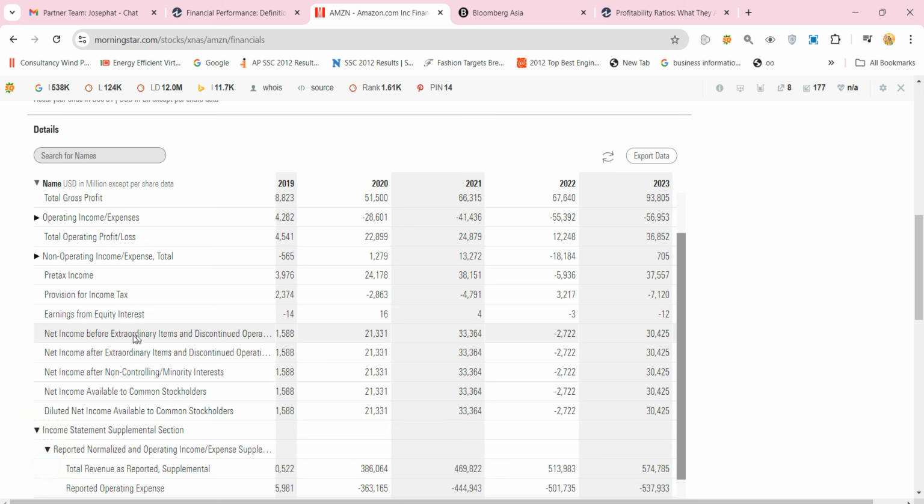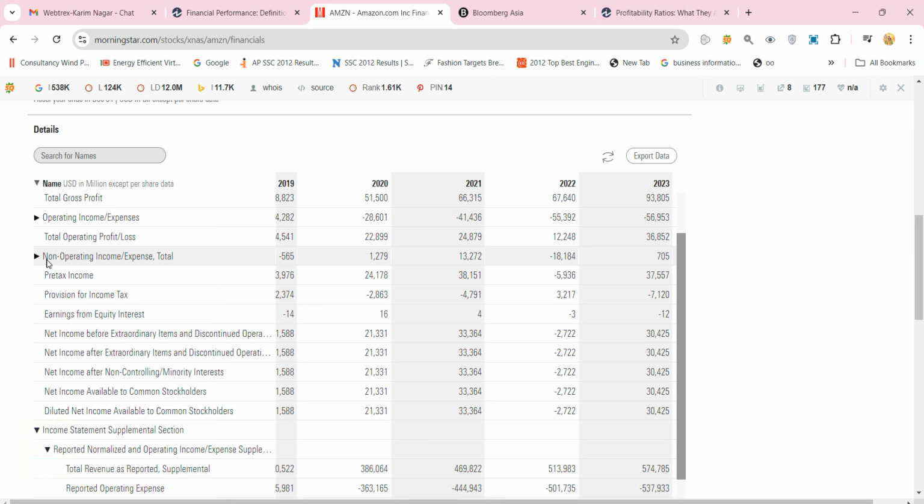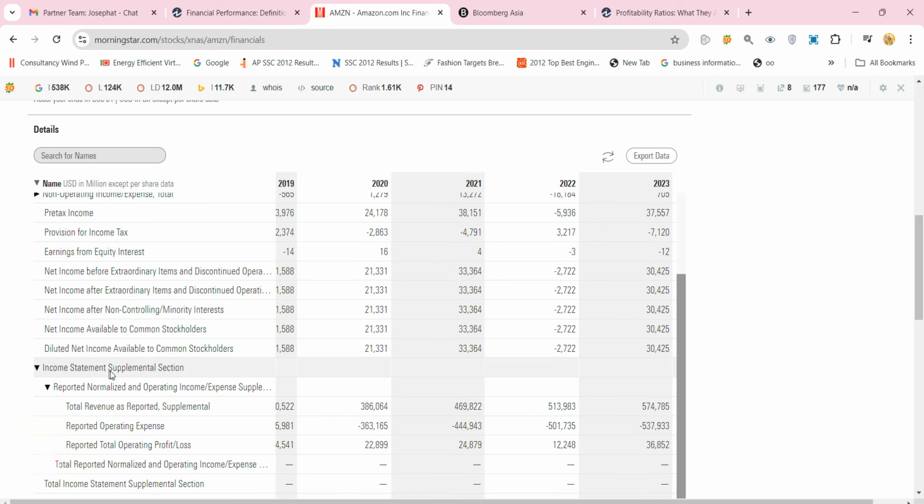So 1588. We just cross check. This value is the net income. Otherwise, you just take this one: net income available to common stockholders, or whoever has the stockholding. For them, this is the net income that is available. So just mention these values. So 1588. Under non-operating profit expense, below that we will have pre-tax income. Finally, before the income statement supplement section, you will have the final value that you can take as net income value. So that should be 1588.